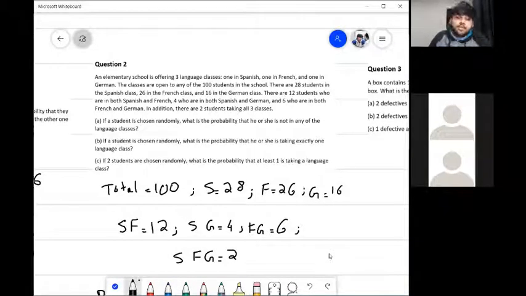Okay. Now, part B says, if a student is chosen randomly, what is the probability that he or she is taking exactly one language class? Now, note when we said S is equal to 28, F is equal to 26, G is equal to 16, they didn't mean only S. They meant the entire circle or section in which a student is taking Spanish. So that also includes people who might have taken Spanish and French, or Spanish and German, or Spanish and French and German, right? So we need to take that bit out so that we can find the only elements in everything.